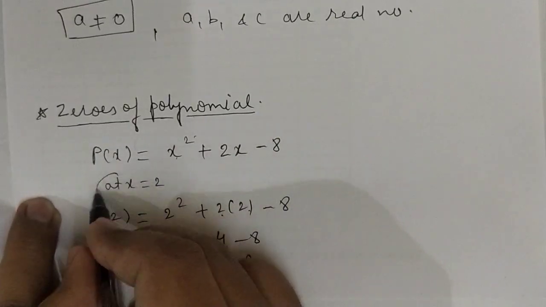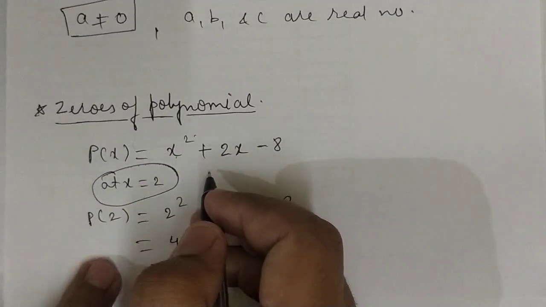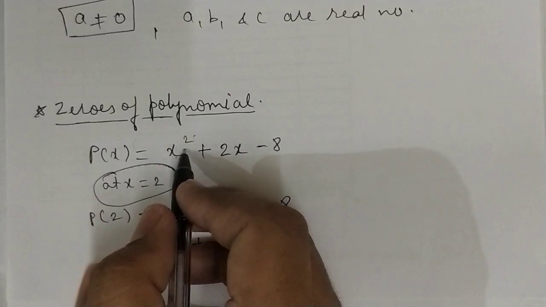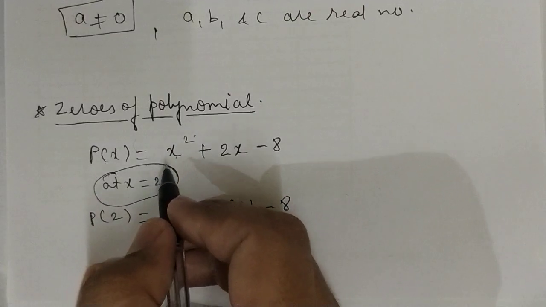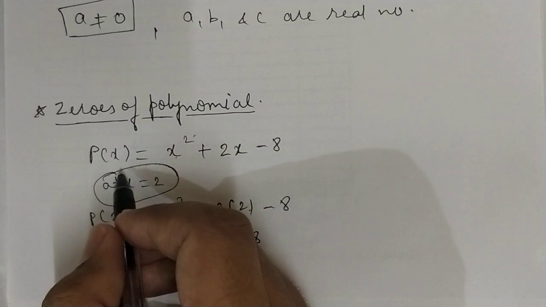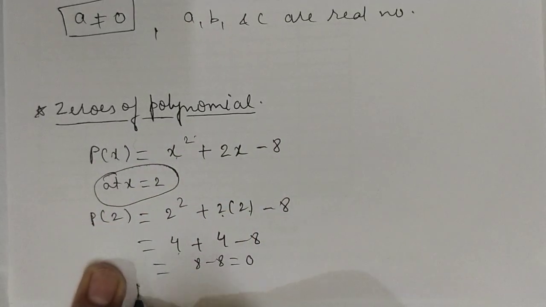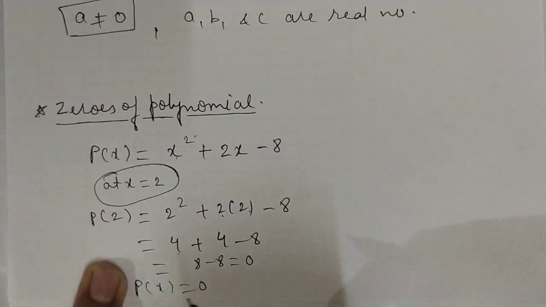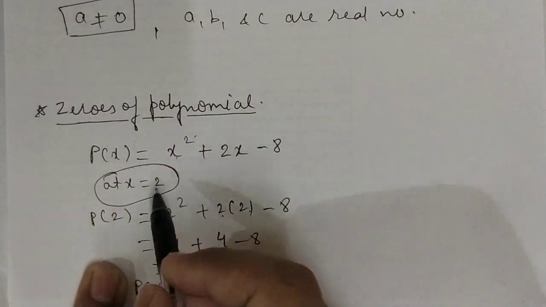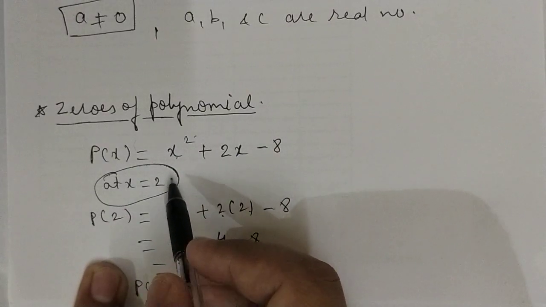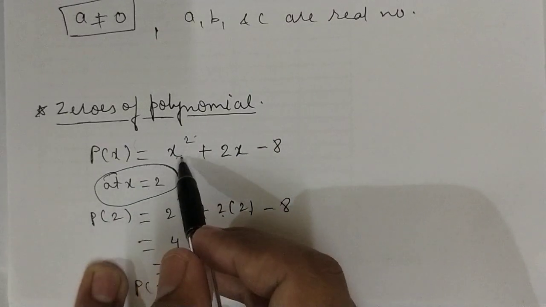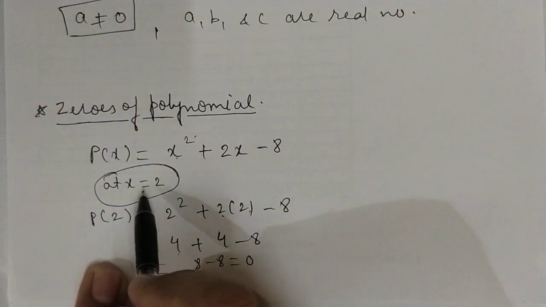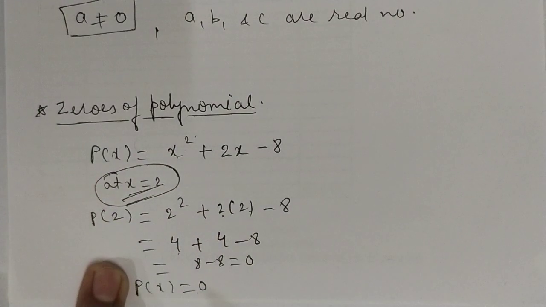Clear? So 0 is the value of the polynomial. 2 is the value of the variable. If you put the value of that variable in the given polynomial, you will get p of x equal to 0. Means the overall result you are getting is 0 here. Yes, so this is the meaning of the zero. Means if you replace x with any number and you get p of x equal to 0, then that number is a zero of the polynomial.